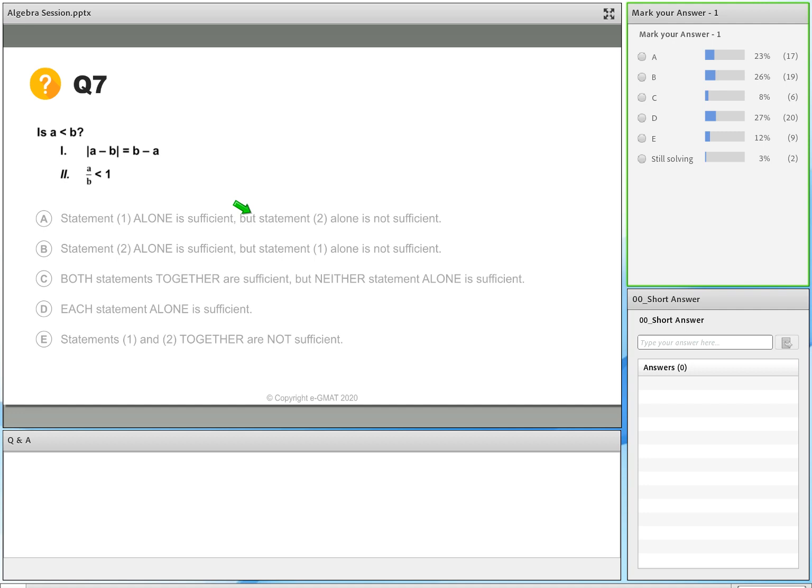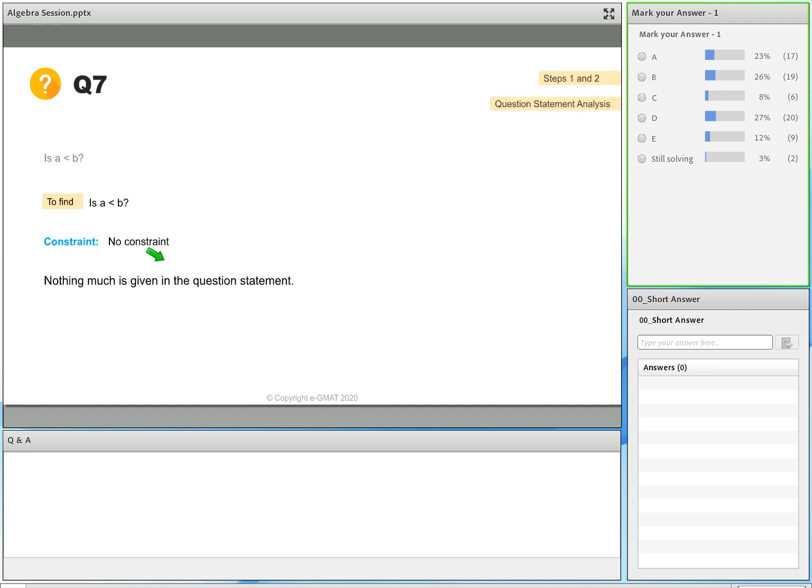So the question stem is only a question. Is A less than B? It really is not giving us anything. Like the previous question, we had a lot of information in the question stem, and using that or not using that, in fact, made a huge difference to our answer. But this time we have nothing but a question.